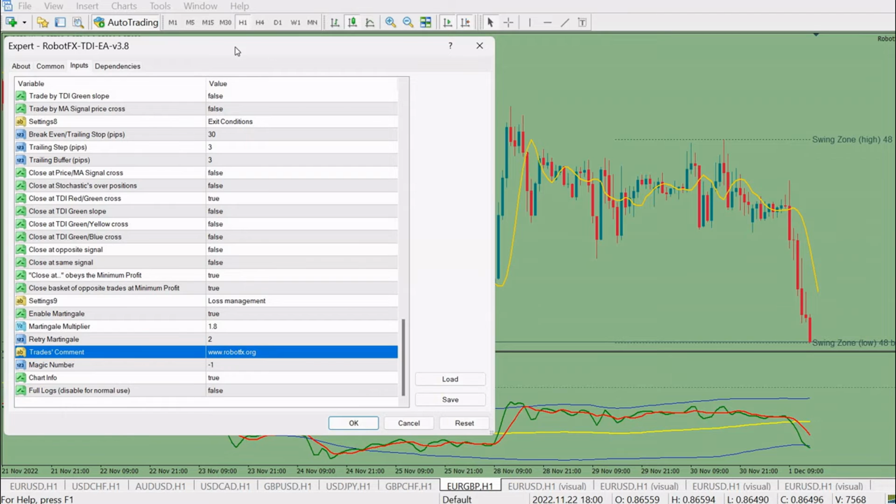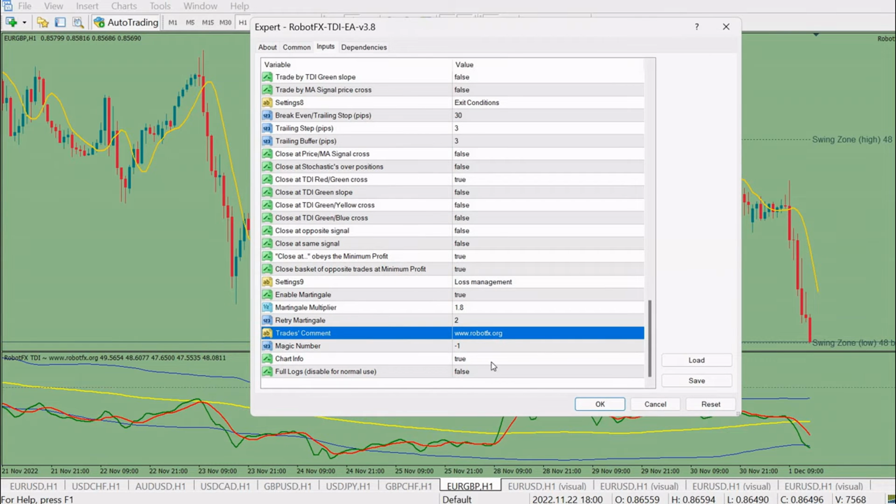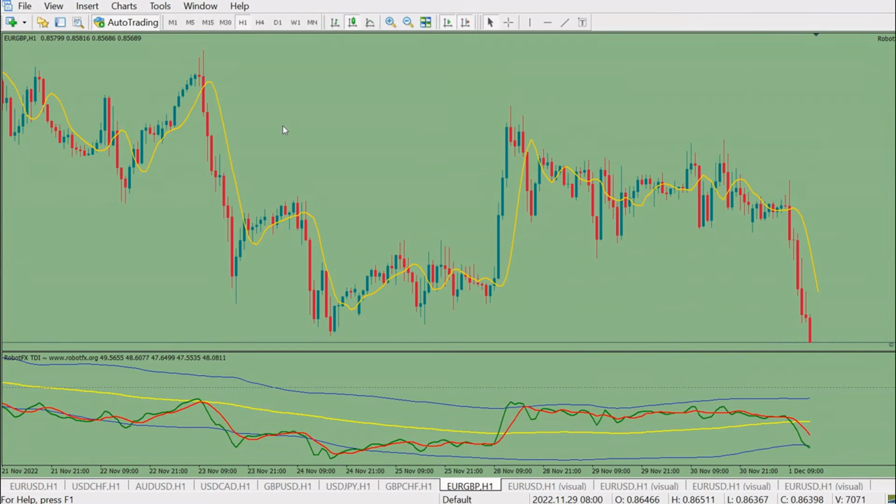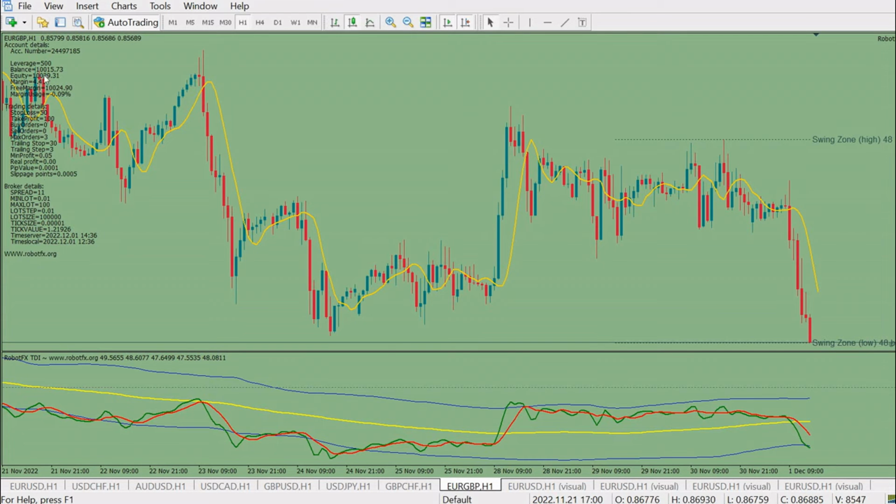There's the possibility to enable or disable the chart info, and this refers to the information about trading and broker limitations, trailing stop, balance, equity, and so on.